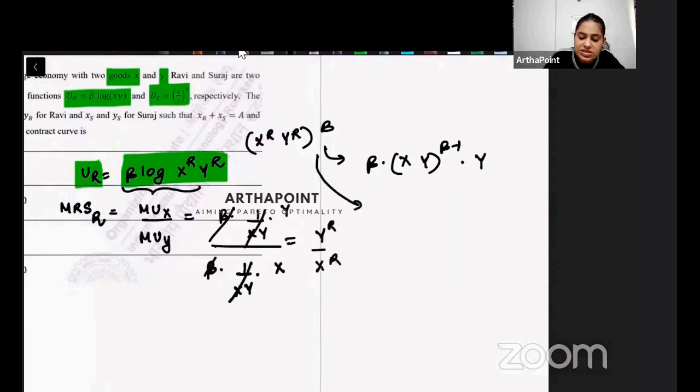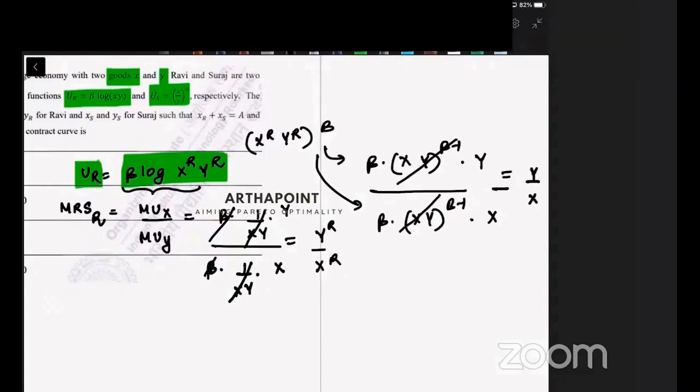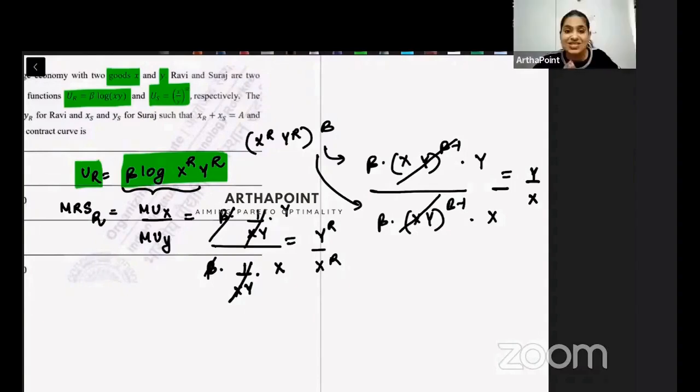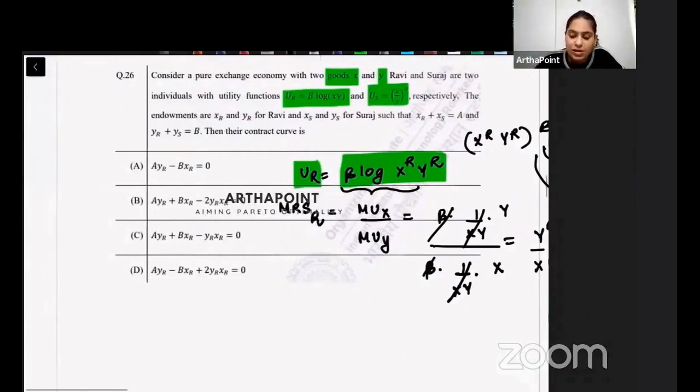Now do for this one एक बारी, so it will be beta xy to the power beta minus 1 और xy का हो जाएगा x. When you divide these two, यहाँ से भी MRS आएगा y by x. So what I mean to say here is whether you go ahead and find MRS using method 1 or using method 2, you will get the same answer. It is not going to change. It's the same thing. Okay, so I've just found out the MRS for individual R.